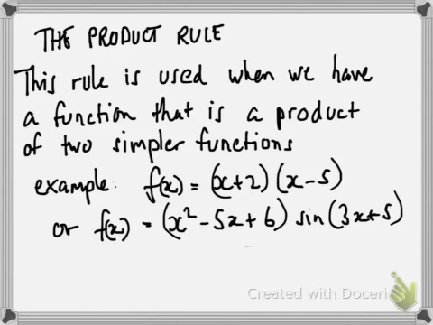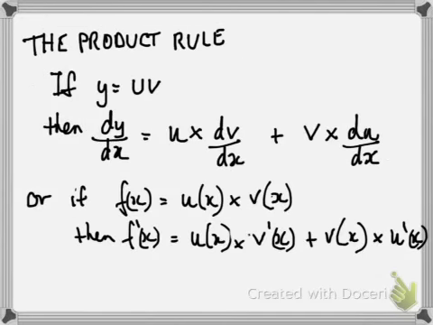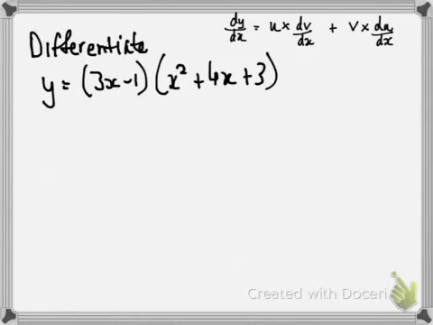Alright, here's the product rule. If y equals u times v and u and v are two separate functions, the derivative is u multiplied by the derivative of v plus v multiplied by the derivative of u. Putting it in function form, if you've got f of x equaling u of x times v of x, f dash of x is the first function multiplied by the derivative of the other, plus the second function multiplied by the derivative of the first. Okay, so it's a little process there that we use to work out derivatives of products.